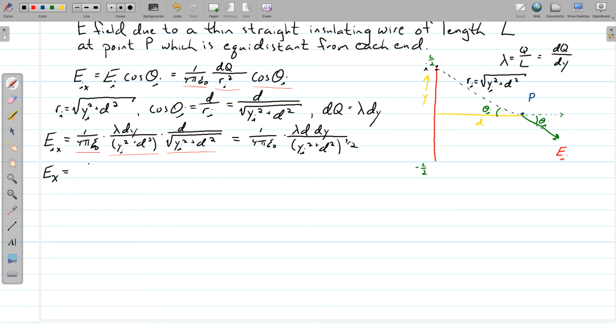So this would be lambda times d over 4 pi epsilon naught times the integral, and we're summing up from L over 2 to negative L over 2 of dy over this.